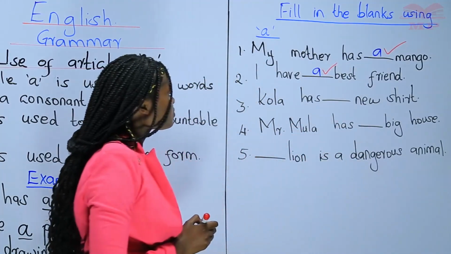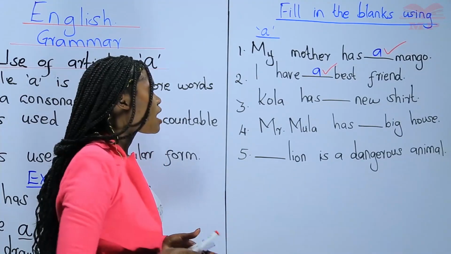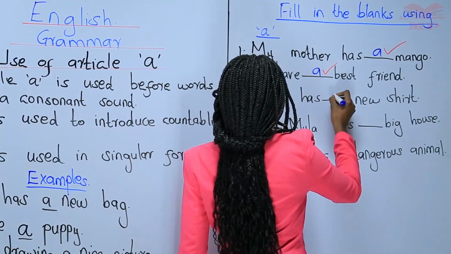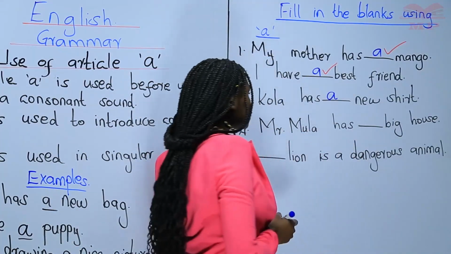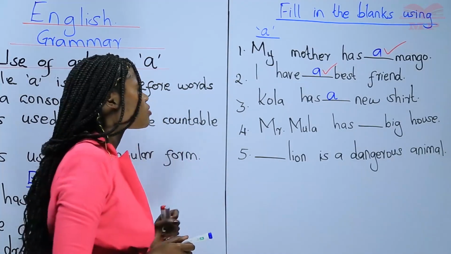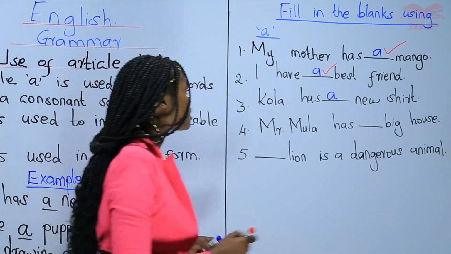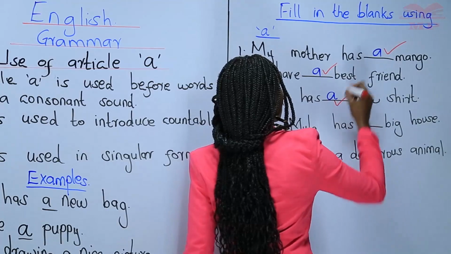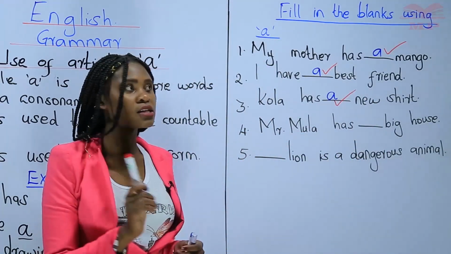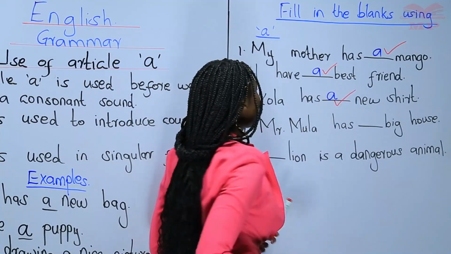Question 3, Kola has dash new shirt. So the instructions are guiding us to fill in the blanks using a. Kola has a new shirt. That is how your sentence is supposed to read. Again, give yourself a score, that is if you have the correct answer. But if you don't have the correct answer, just write the correct one at the top.